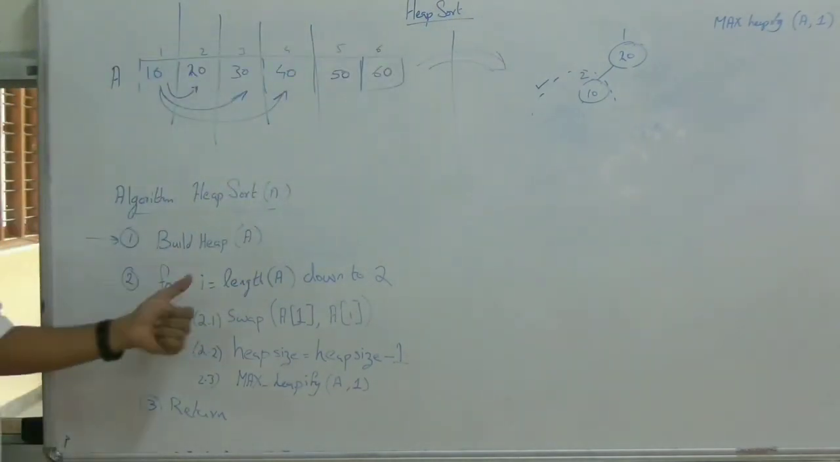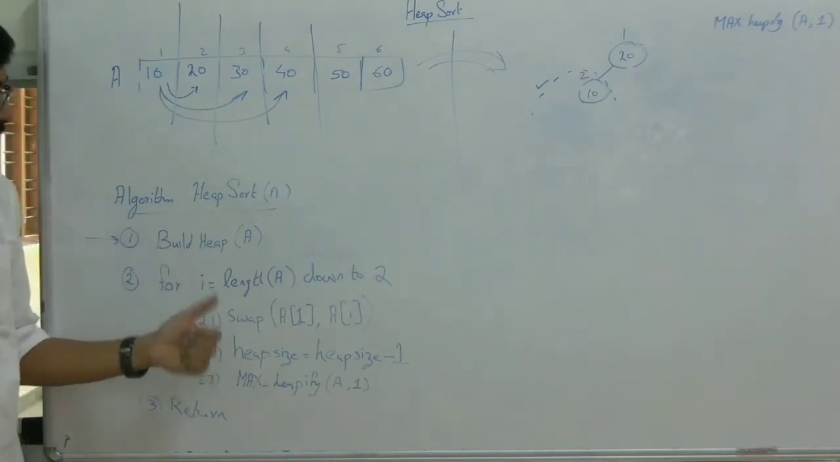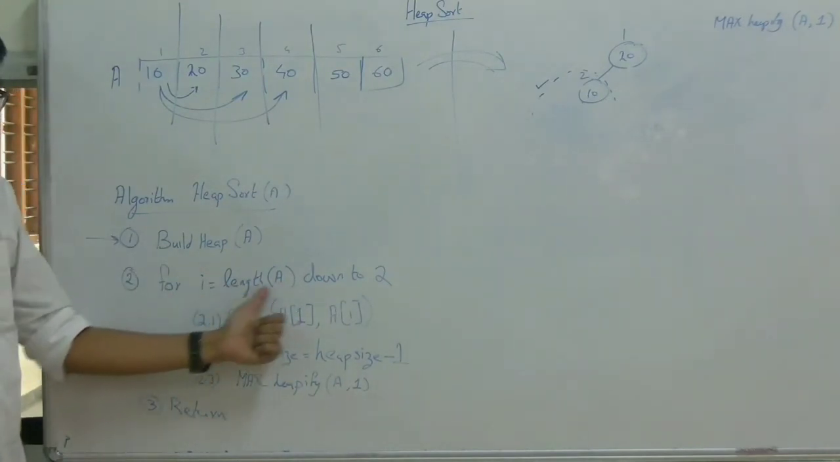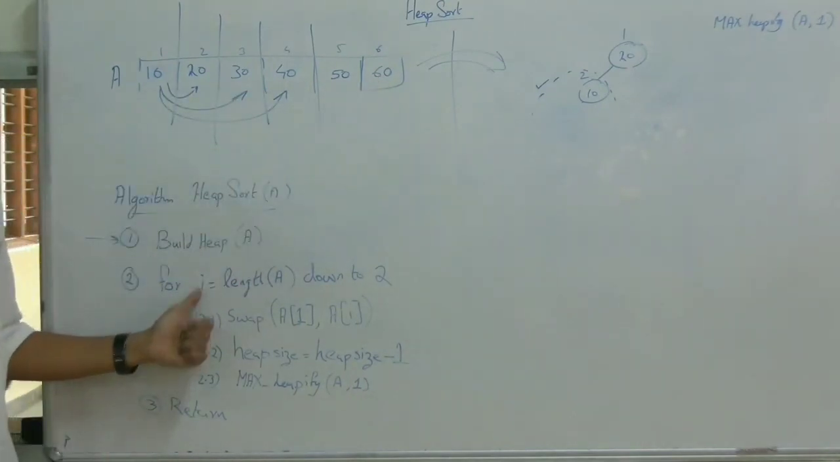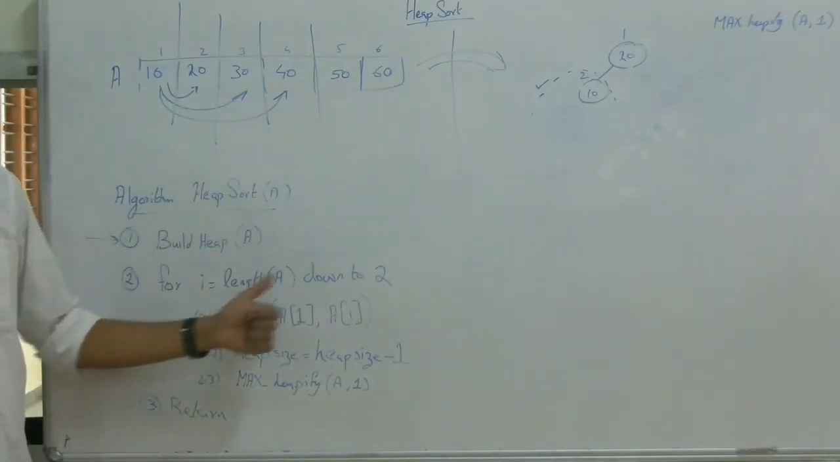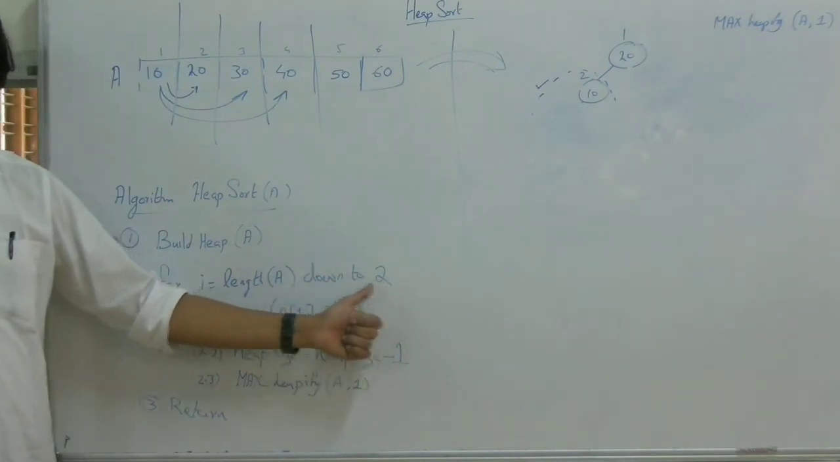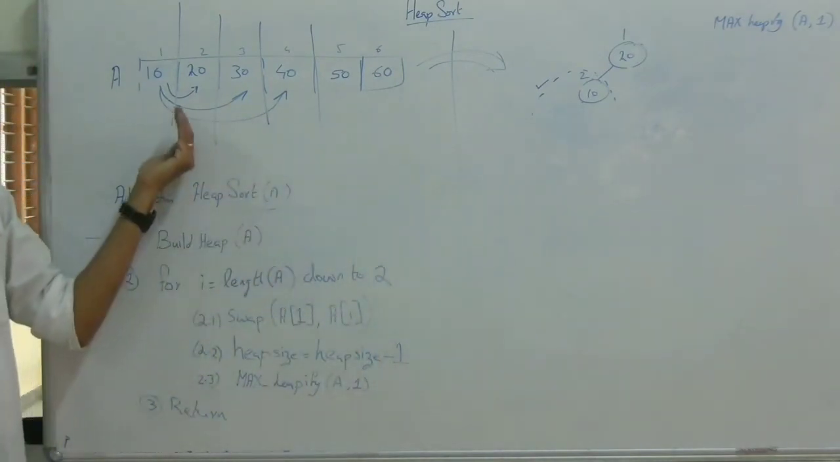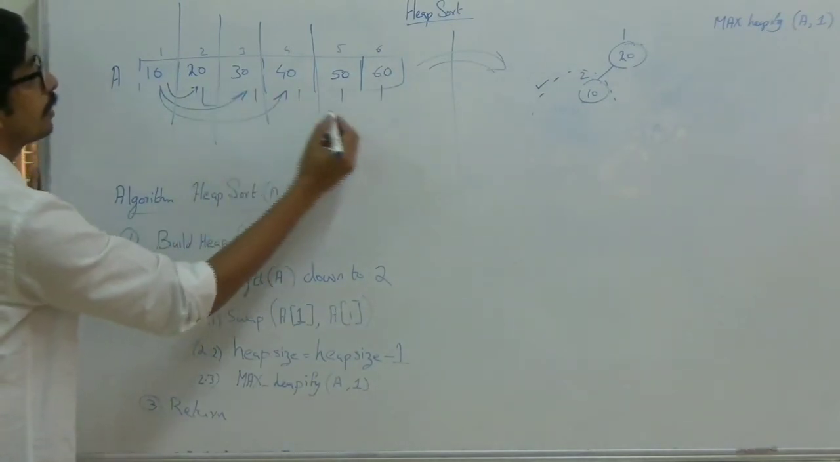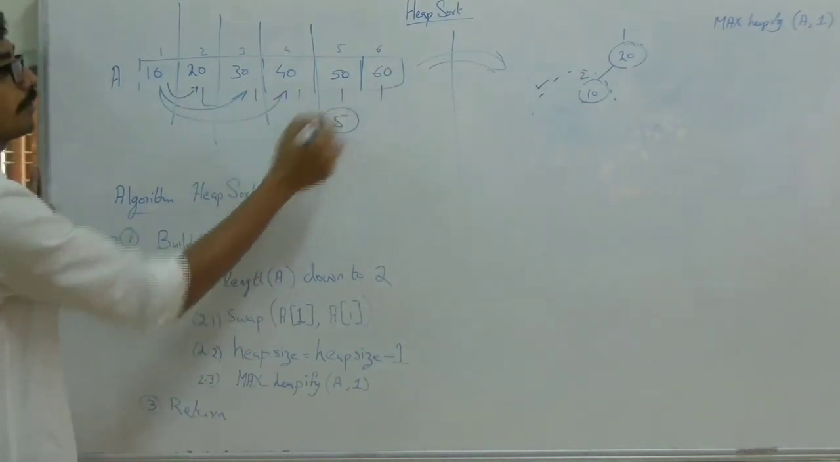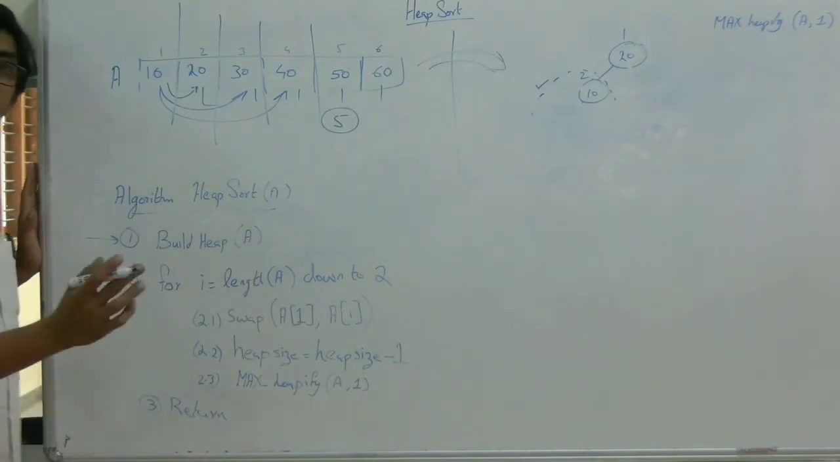Now, you are having n minus 1 passes. So from the last location, that is the length of it, in this example it will be 6. So the initial value of I will be 6 and it will move up to 2, which means from the last position until 2, that is 1, 2, 3, 4, 5. We are having 6 elements, so we will be having 5 passes. That is n minus 1.